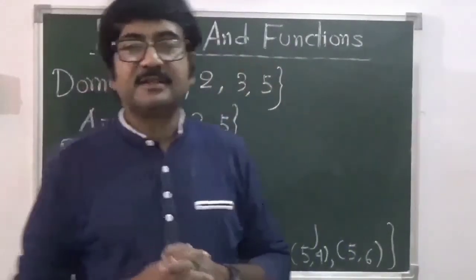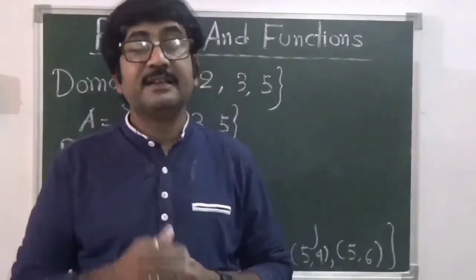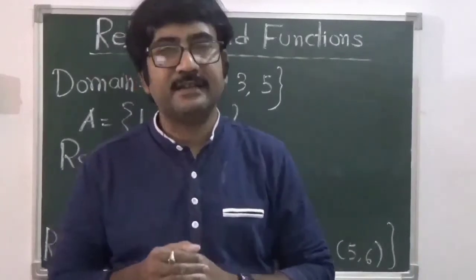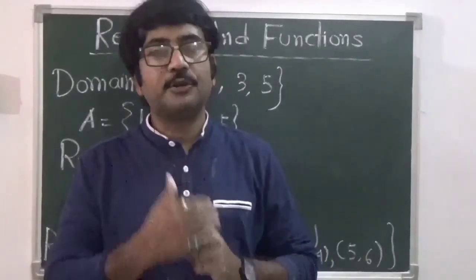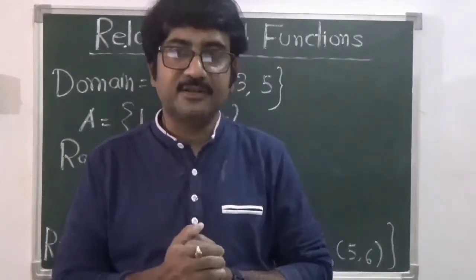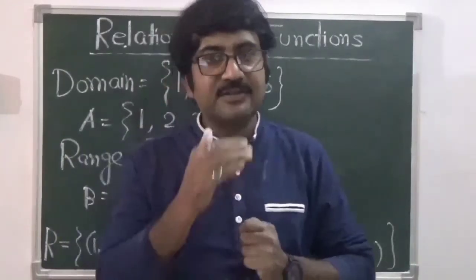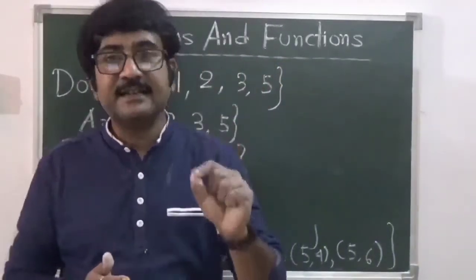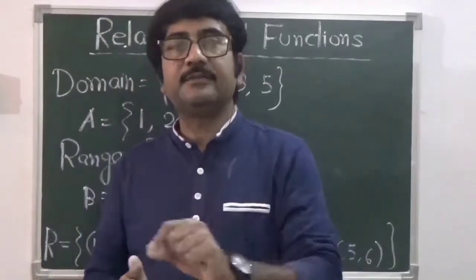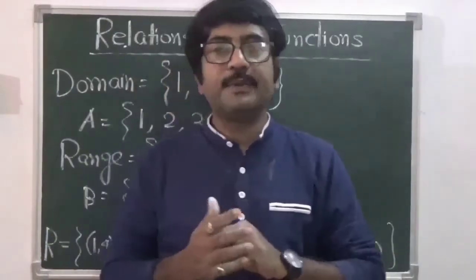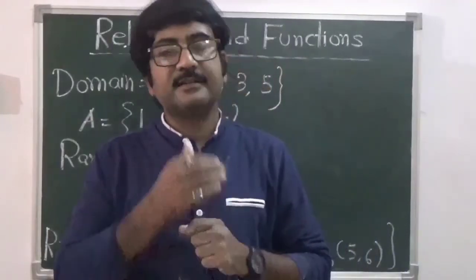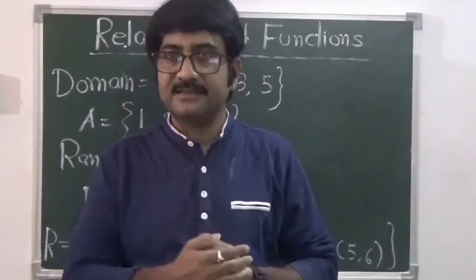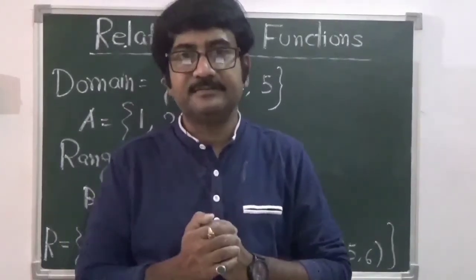However, suppose we have some extra elements in set B which are not connected with any element of set A, then that element of set B will not be included within the range. And codomain is always the entire second set, that is set B.